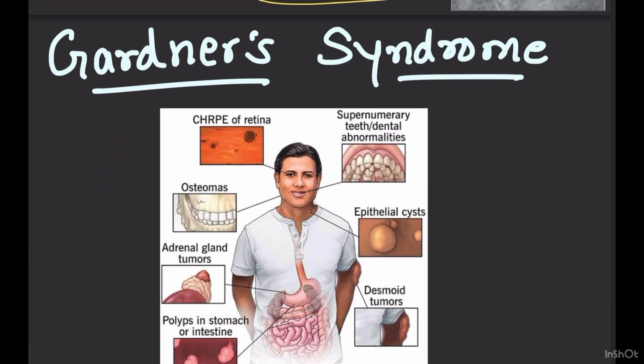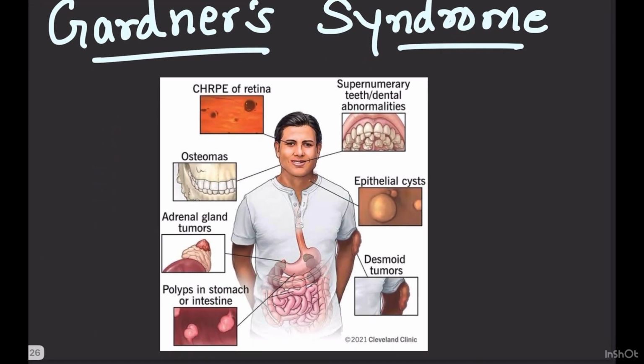Next is Gardner syndrome. In this syndrome, we can see osteomas, adrenal gland tumors, polyps in the stomach or intestine, desmoid tumors, epithelial cyst, supernumerary teeth, and CHRPE of the retina. But the main point for us is that supernumerary teeth are present in Gardner syndrome. This is also an important syndrome to learn.